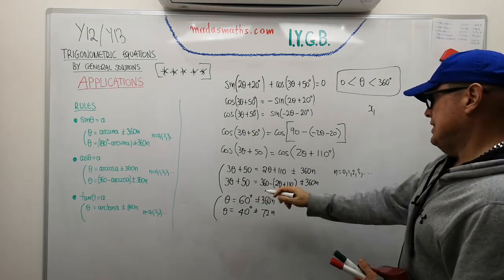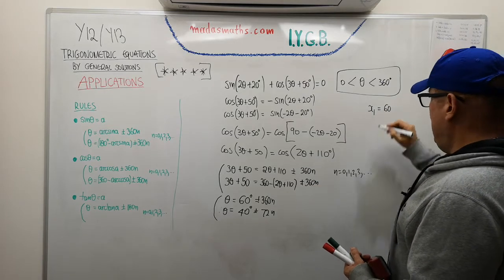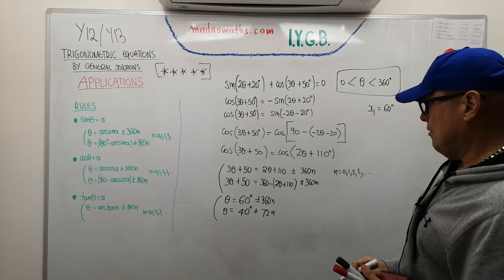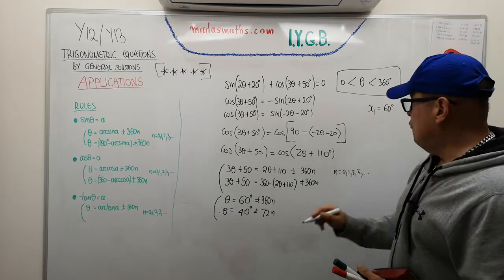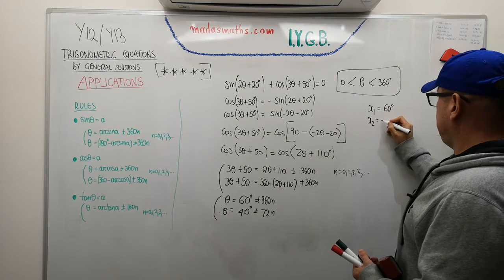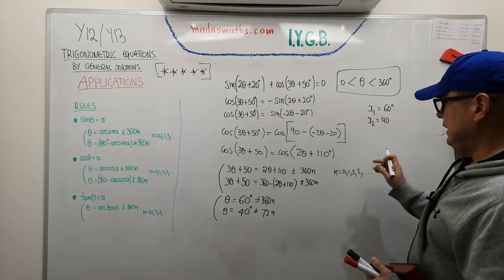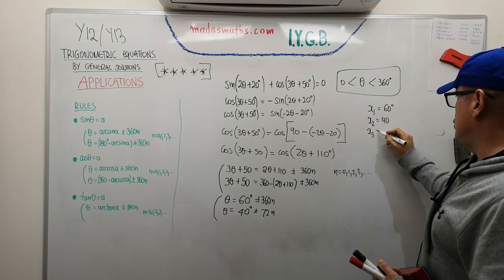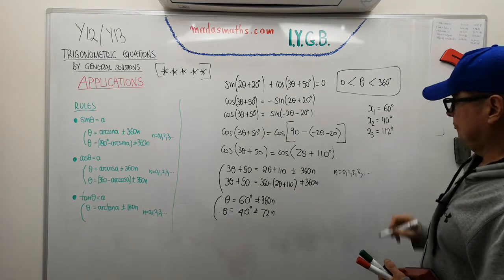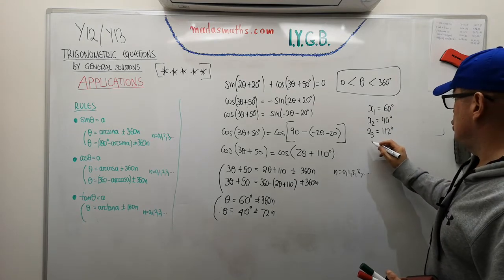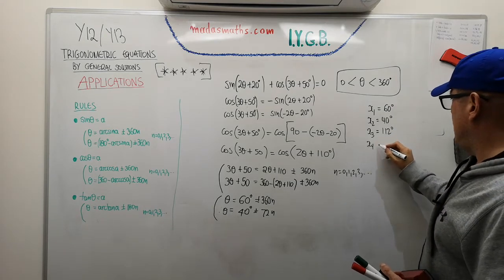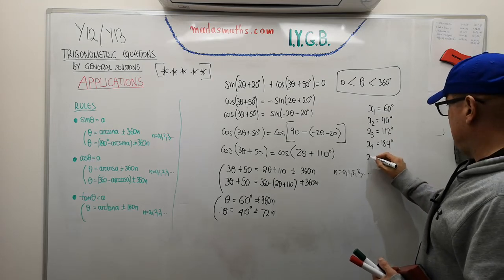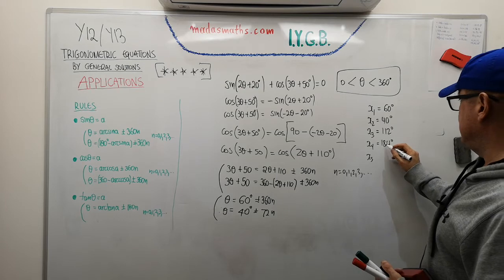From the first family, 60 is okay. And there won't be anything else because we're adding multiples of 360. So there's nothing else from the first family. From the second one, 40 is okay. And now we need to keep adding 72s. So adding another 72 will give us 112. Adding another 72 hopefully will give us 184. Okay, and another 72, 256.